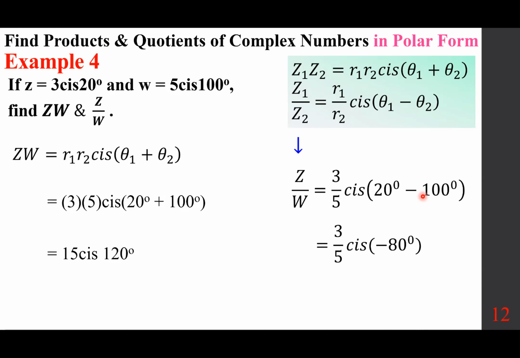And that's fine. If we want a positive value, then we add 2 pi, or in this case, 360 degrees, which gives us 3/5 cis 280 degrees, again, because we want the positive value for theta. Add 2 pi, since it's in degrees, 360 degrees.